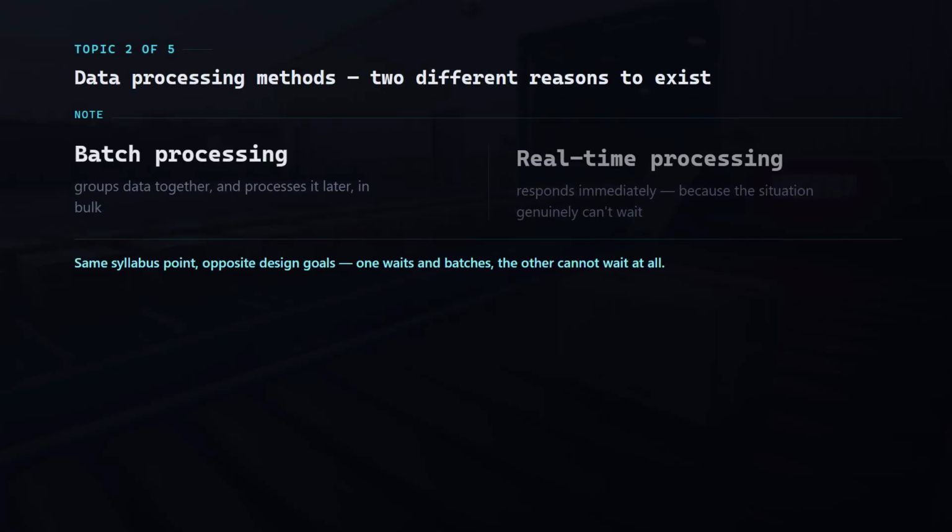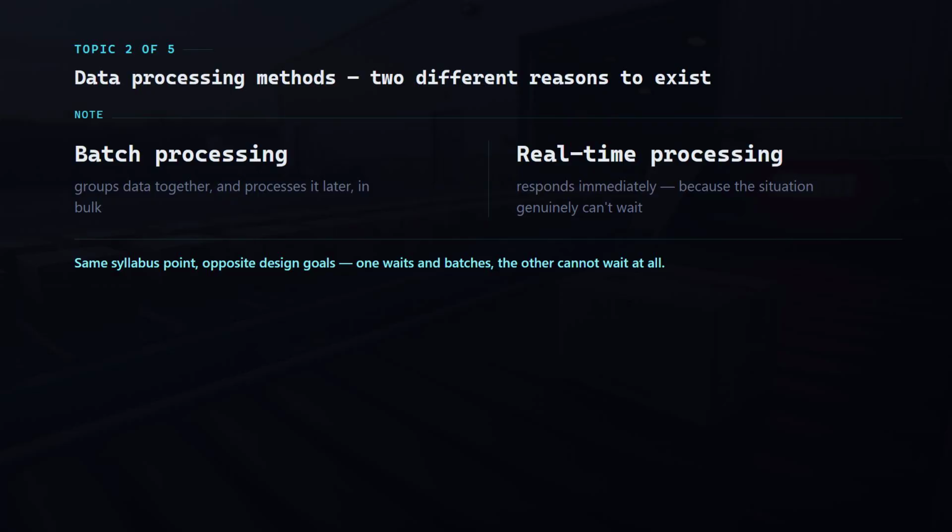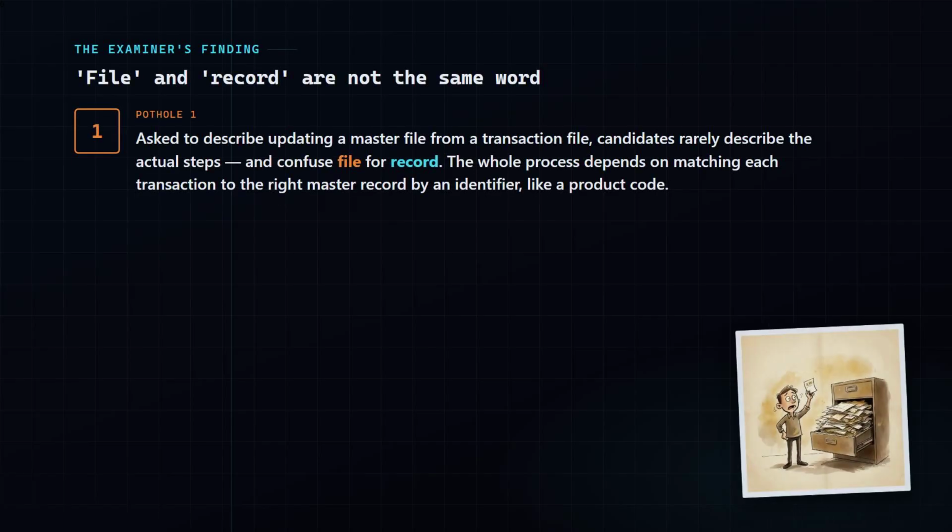Batch processing groups data together and processes it later in bulk. Real-time processing responds immediately because the situation genuinely can't wait. Same syllabus point, 2 completely different reasons to exist. Here's the first documented finding.